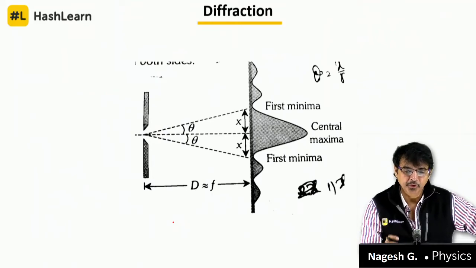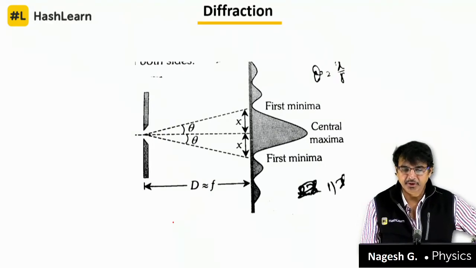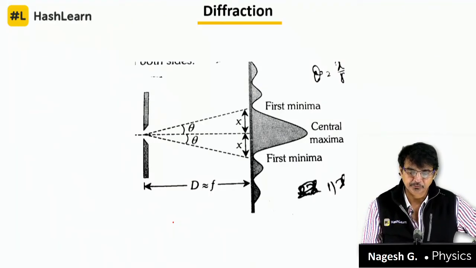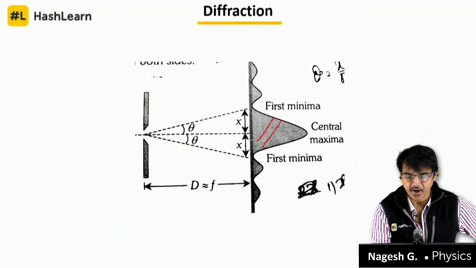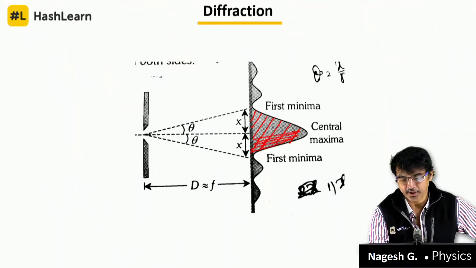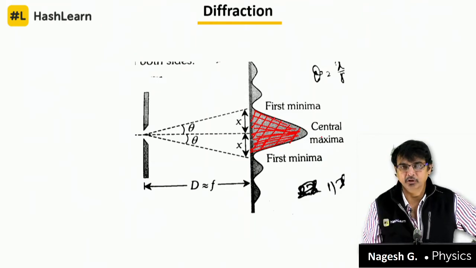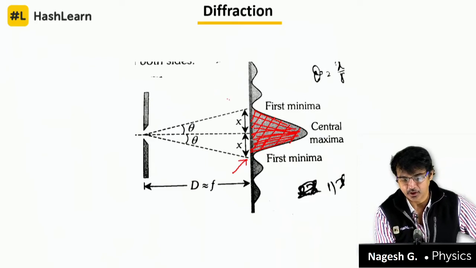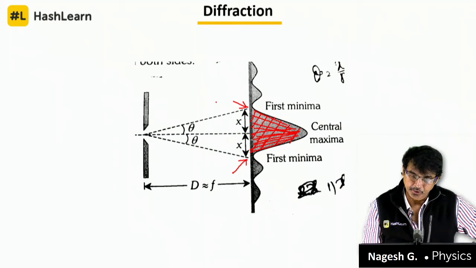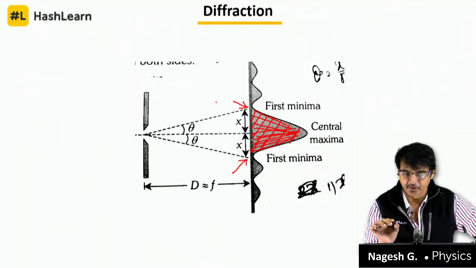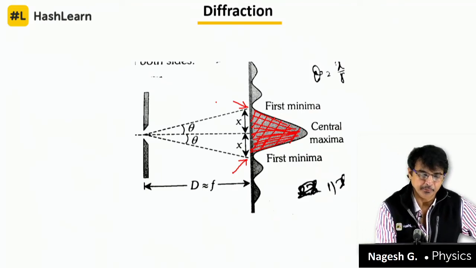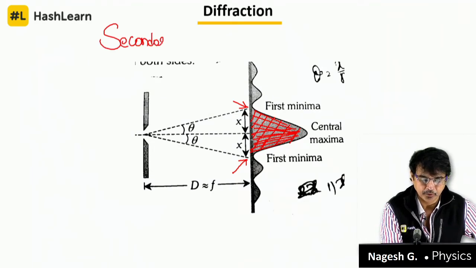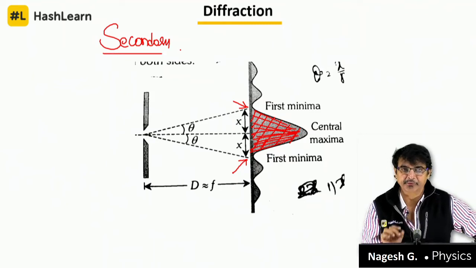Now here I have given another figure showing the variation in the brightness of the light on the screen. As you noticed, the brightness is maximum at the center and we call it the central max. In the diagram I am coloring it red. And immediately after the central max, you find the first min on either side. Now listen very carefully: apart from the central max, all other maxima or minima are called secondary.